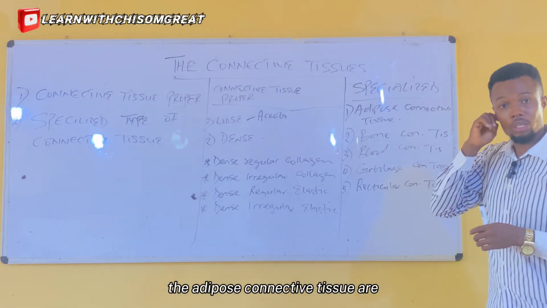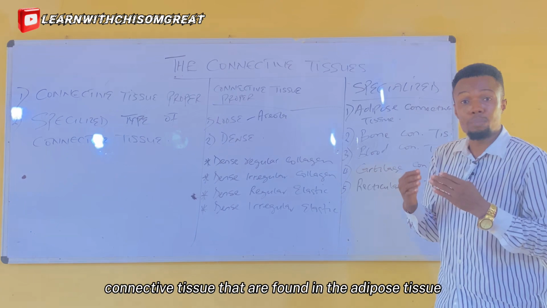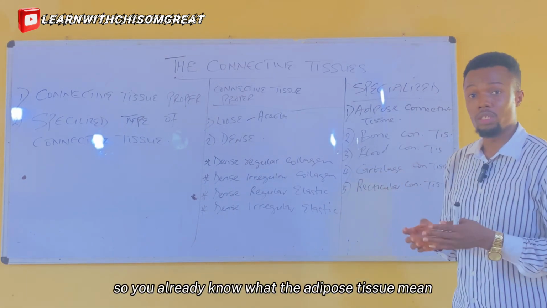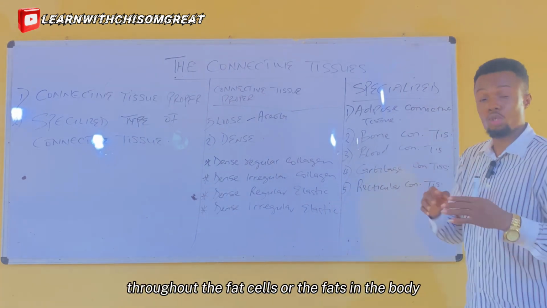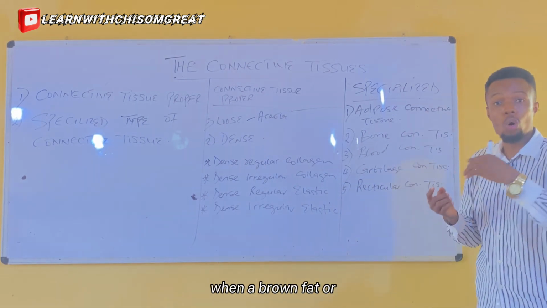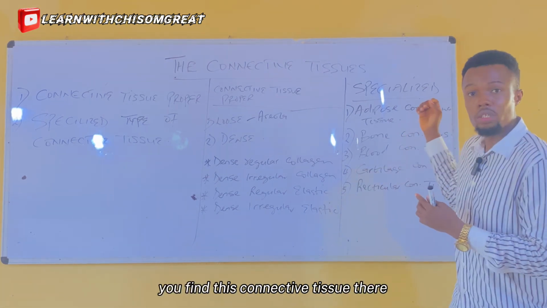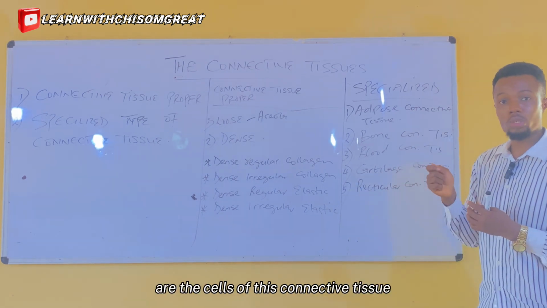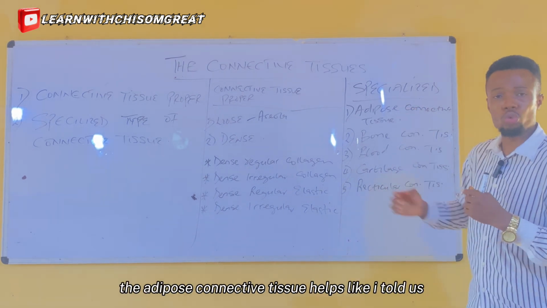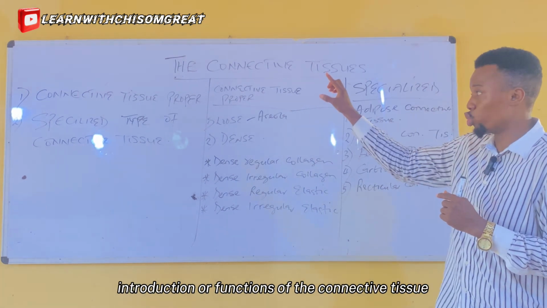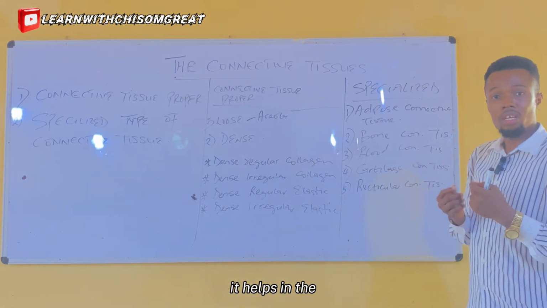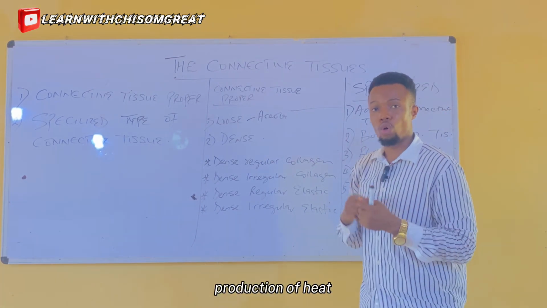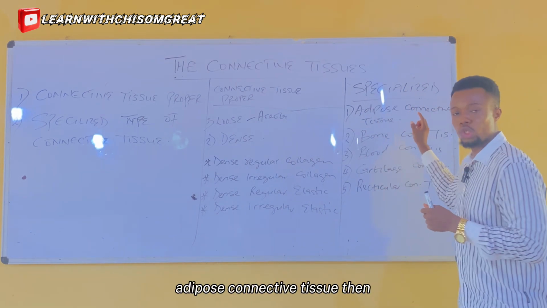The adipose connective tissue is the connective tissue found in the adipose tissue, the fat cells or fat tissue. So you already know what adipose tissue means. This connective tissue is spread throughout the fat cells in the body, whether brown fat or white fat. The cells of this connective tissue are known as adipocytes. Like I told us during our intro, it helps in the storage of fat and also the production of heat. So that is it for the adipose connective tissue.